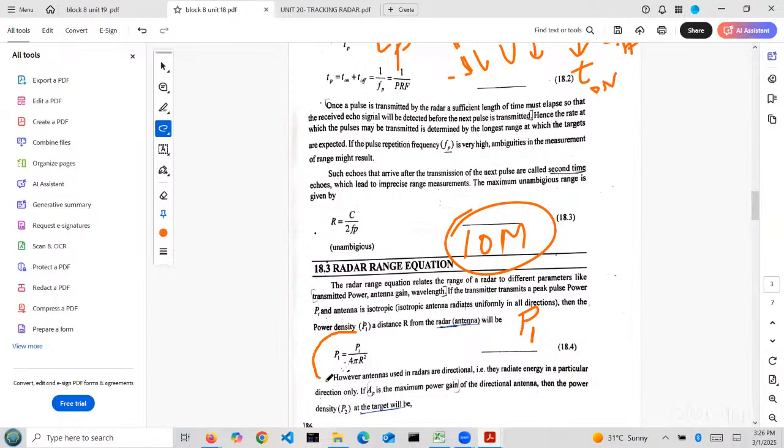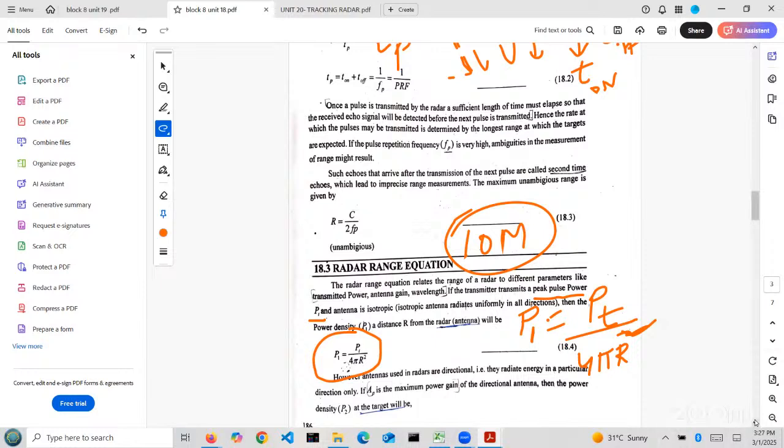P1 equal to, the first equation we have to write. What is PT? PT here is the peak pulse power of the antenna, and R is the range. So finally, what I am writing? P1 equal to PT by 4 pi R square. This is the first equation, number 1. P1 is the power density, PT by 4 pi R square.